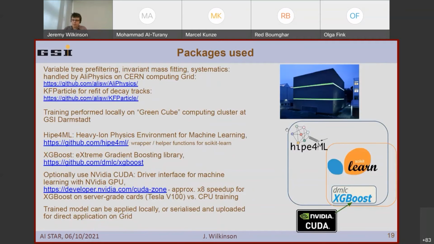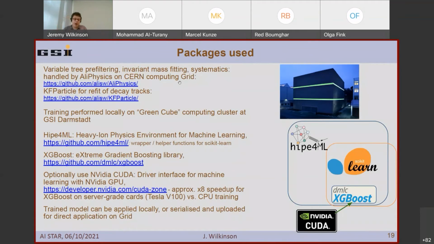So the framework that we use to actually make this measurement, so our data pre-filtering, the invariant mass fitting, systematic uncertainties, are all handled by the AliPhysics package. So this is a proprietary package from the ALICE collaboration, but it's open source on GitHub. And this is performed generally on the CERN computing grid. As part of this, we use what's called the KF particle package to refit the decay tracks, and this allows us to set constraints on the masses of the individual tracks, the masses that are assigned to the individual particles.